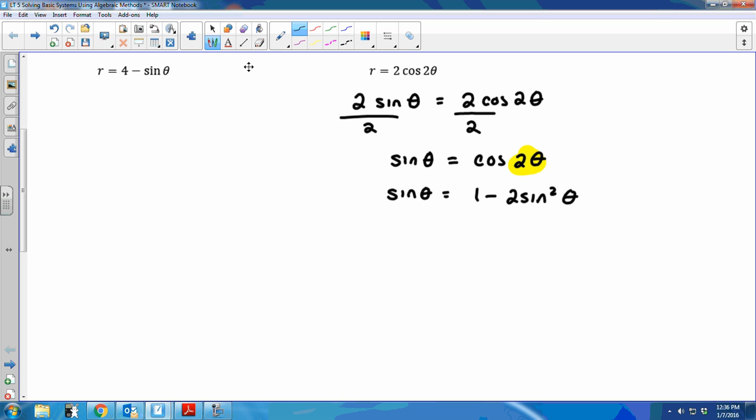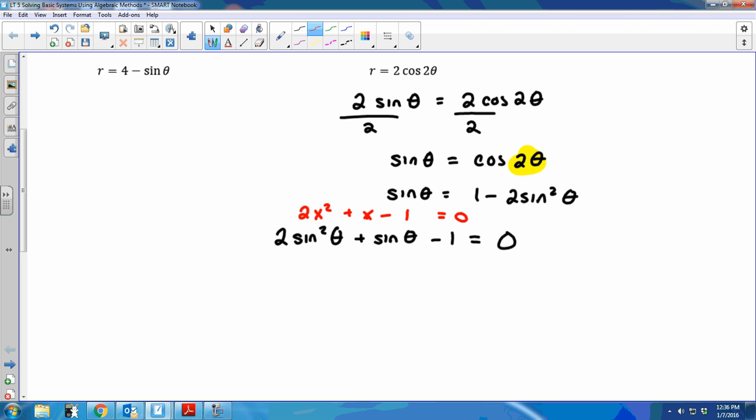It's going to be a quadratic equation. You'll live. It's fine. All right, so I've got 2 sine squared theta because I added that. I already had a sine theta there to begin with, and I subtracted a 1. So 2 sine squared theta plus sine theta minus 1 equals 0. If it helps you in your brain, that's the same thing as saying 2x squared plus x minus 1.